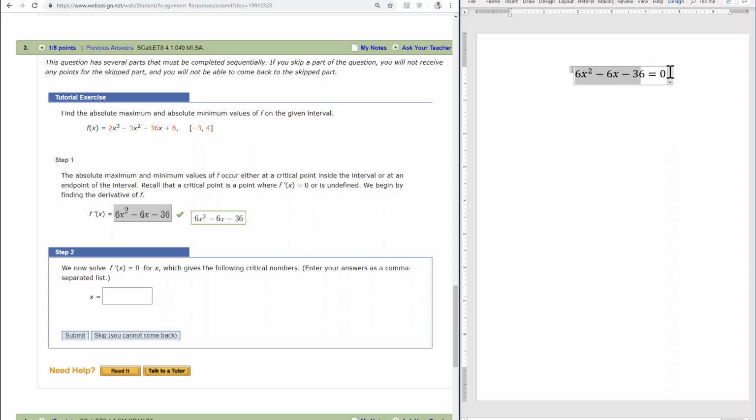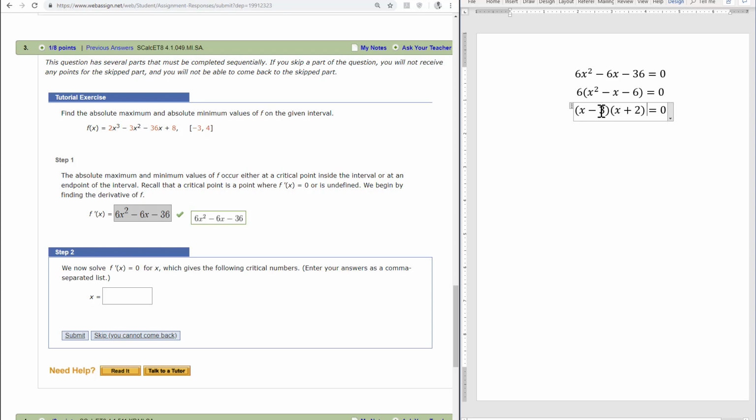I think the first thing we can do is factor this, and it looks like there's a common factor of 6 all over the place. So let's first take out a 6. If we factor out a 6, we get x squared minus x minus 6. Now maybe we can just factor that with an x minus 3, and then x plus 2.